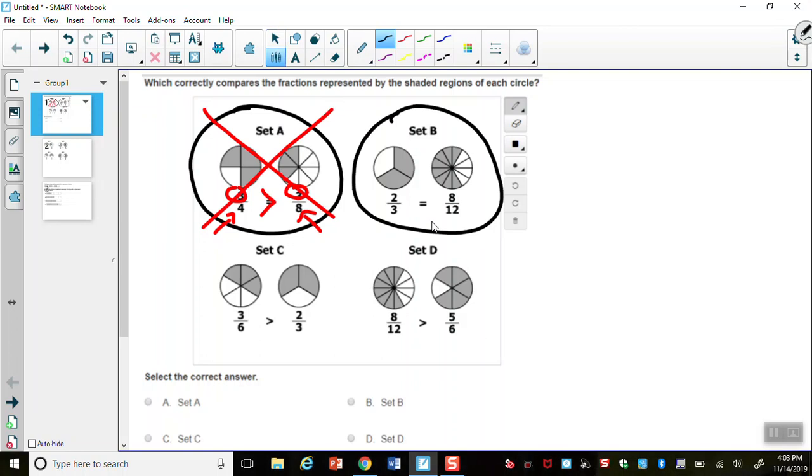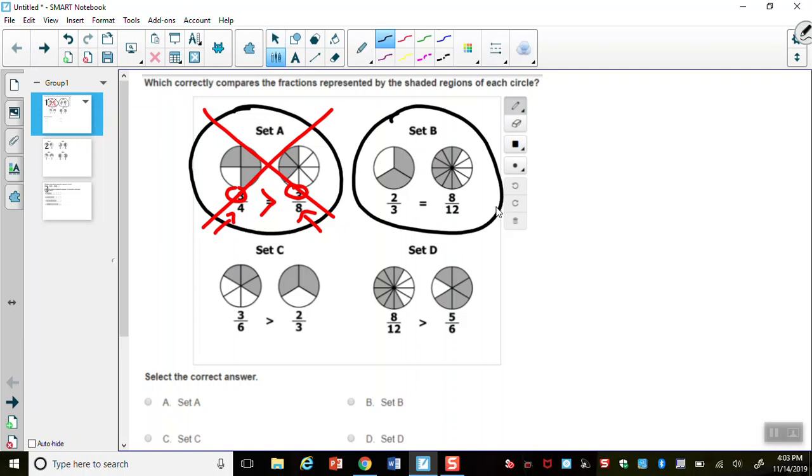So set B shows that 2/3 is equal to 8/12. Now these models show us pictures that look very similar to each other. My circle for 2/3 looks very similar to my circle for 8/12. So this is a case where I might want to cross multiply these 2 fractions, because that's going to help me get an exact answer for if they are actually equal or if one is greater.